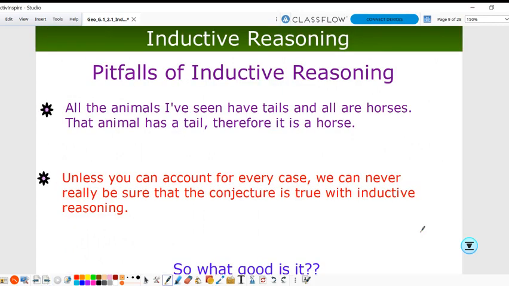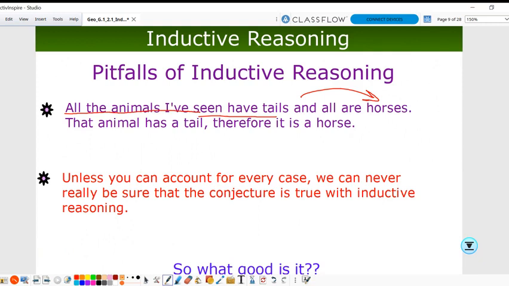There are some pitfalls, some negatives, some takeaways from inductive reasoning. So if I say that all the animals I have seen have tails and are horses, if I then look somewhere else and say, oh, that animal over there has a tail, therefore it has to be a horse. We've concluded that all animals that have tails have to be horses. But is that true? Can you think of a counterexample? Can you think of something that doesn't fit this pattern? I'm sure you can. I can think of a dog that has a tail, a cat that has a tail. They're not horses, but they are animals with tails.